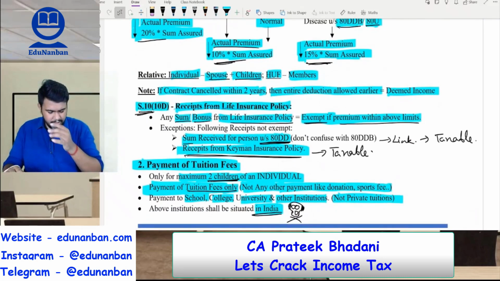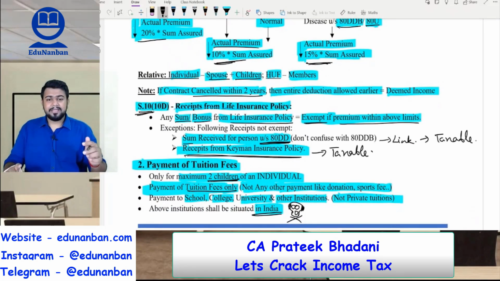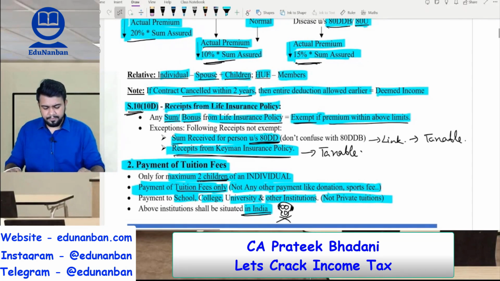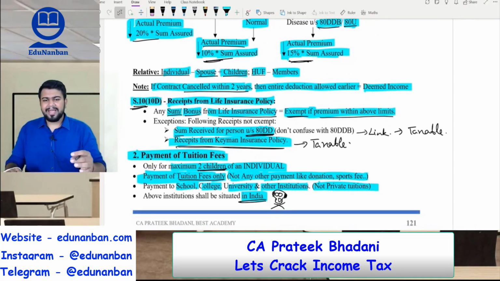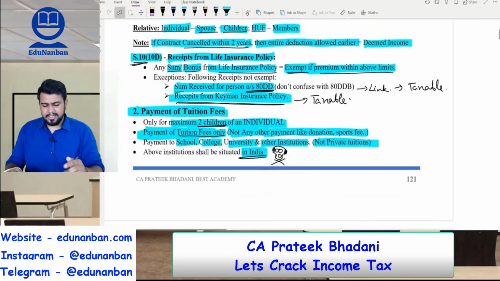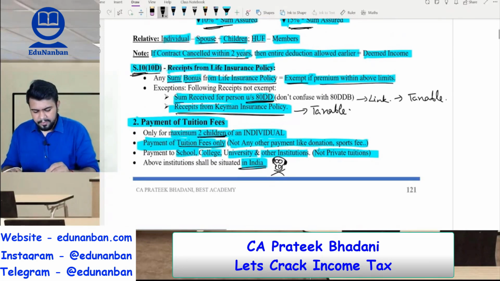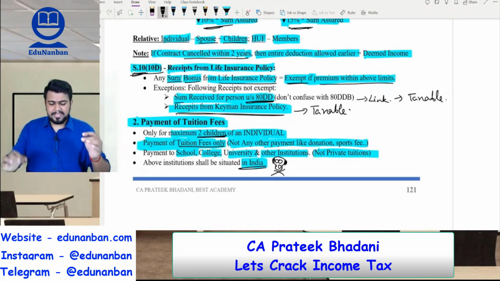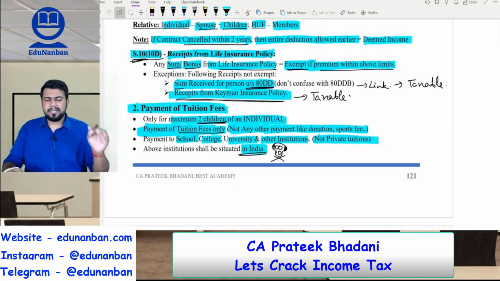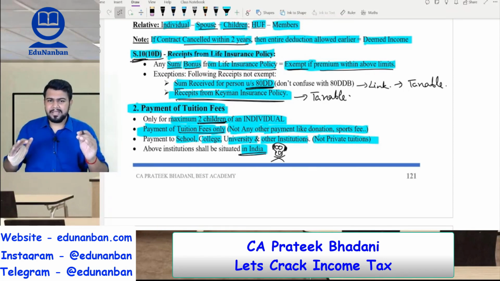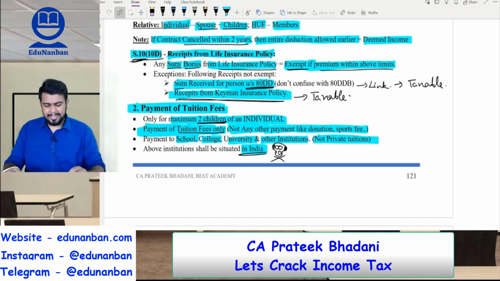However, if the insurance contract gets cancelled within 2 years, then the entire deduction allowed earlier should be converted to income and it will be deemed as income. Okay. Then we learned that receipts from a life insurance policy get exemption under section 10(10D). So if any sum or bonus is received from a life insurance policy, then the entire amount received will be exempt if the premium was within the limits. If the premium was not within the limits, then the entire amount is going to be taxable.